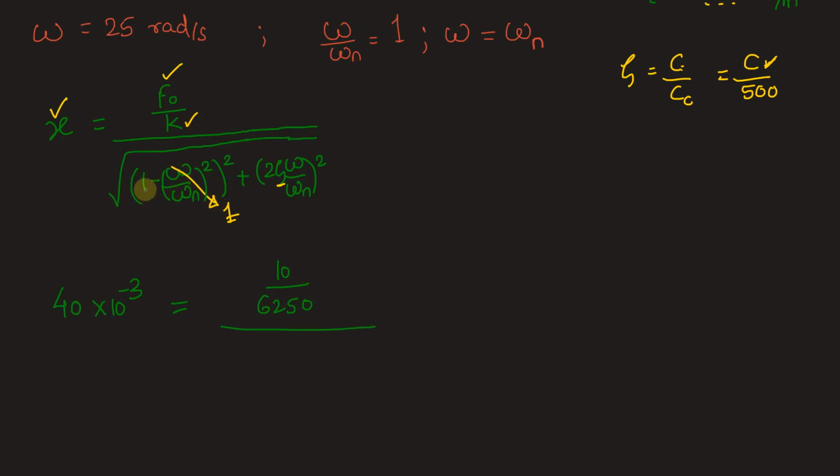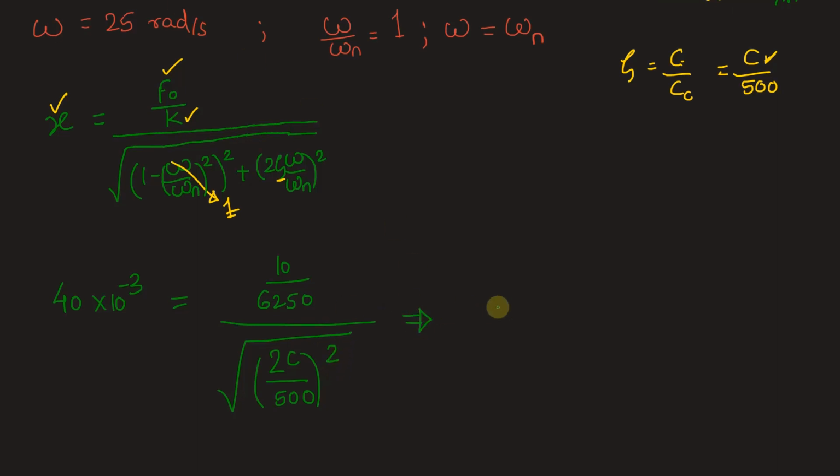This term goes to 0 because this becomes 1 minus 1 whole square, that is 0 square. Root over 2 into C by 500. So this is 2C by 500 whole square. The square root and square cancels out each other. After rearranging, we can find out C as 10 into 250 divided by 40 into 10 to the power minus 3 into 6250. Calculating this in the digital calculator, we get value of damping coefficient C as 10 Newton second per meter. Let's go back and fill the answer.